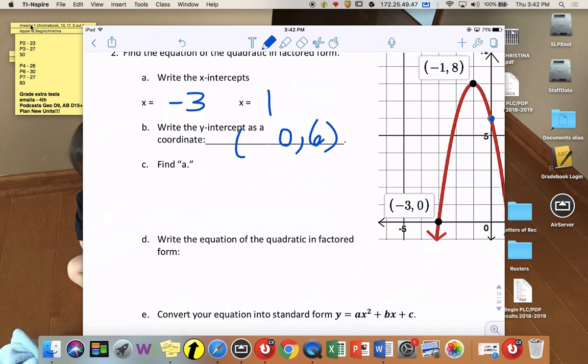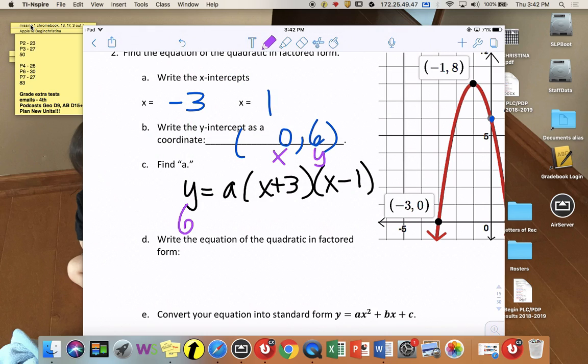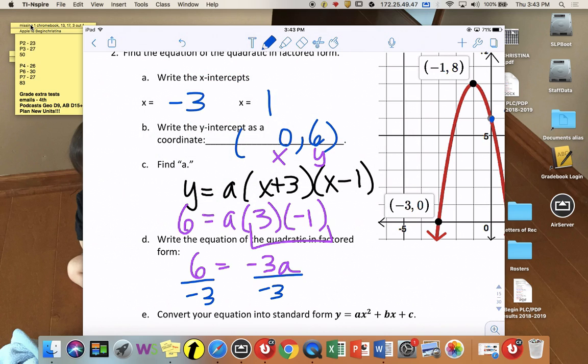To find the a value, we're going to write the factored form. So we have y equals a times (x plus 3). If you remember, the factors are the opposite of the zeros, (x minus 1). And we're going to plug in this point right here and solve for a. So we have 6 equals a times 3 times negative 1. So we have negative 3a equals 6, divide by negative 3. And we have a equals negative 2.